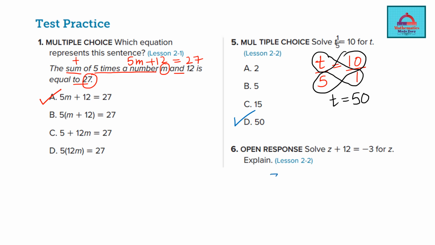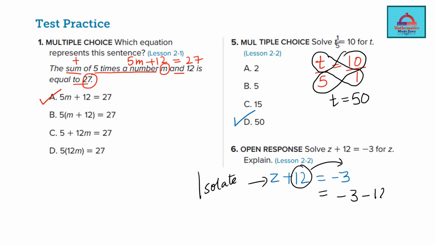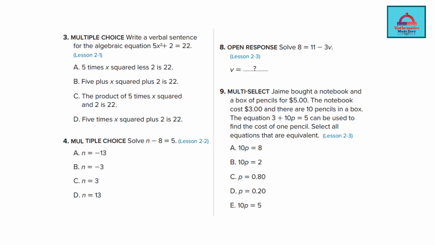Now solve the one-step equation. Z plus 12 equal to minus 3. The variable is Z. We need to solve for Z, so we isolate this Z. We have to make it alone. That means this 12 is going to move on the other side. It will change sign, become minus 12. So this is minus 15. So the value of Z to solve this one-step equation is minus 15. You can check your answer by plugging in the equation and you will get the correct solution.